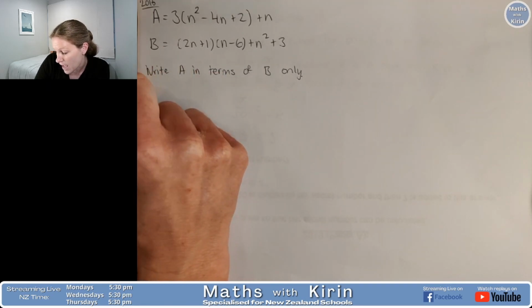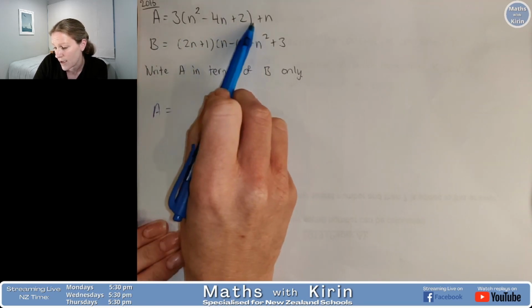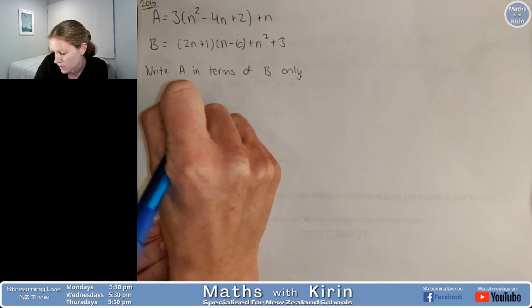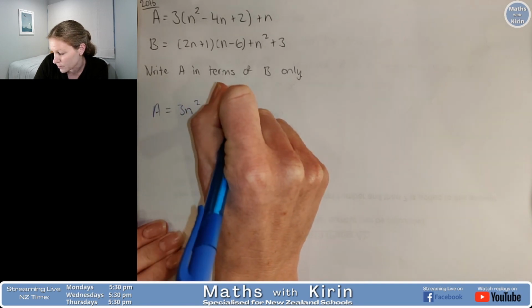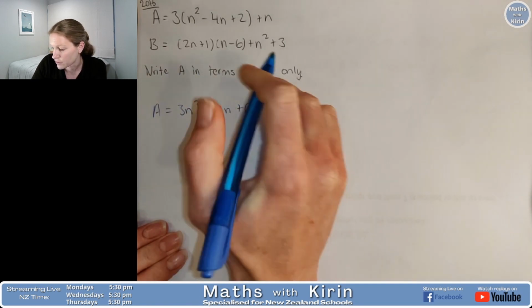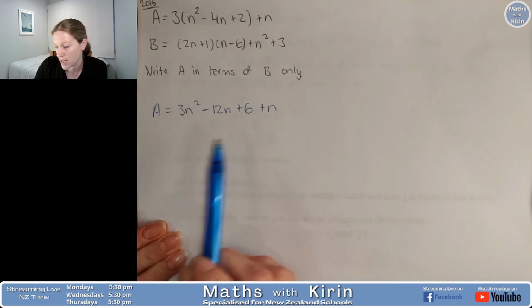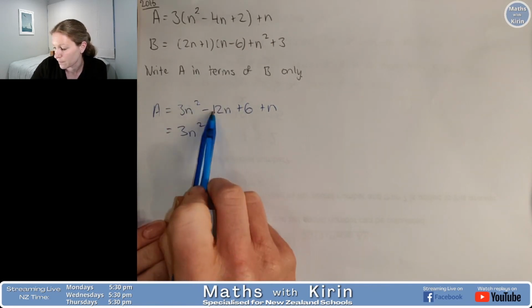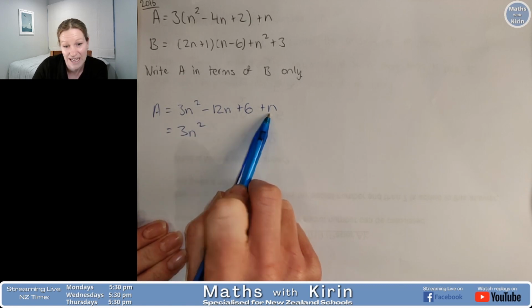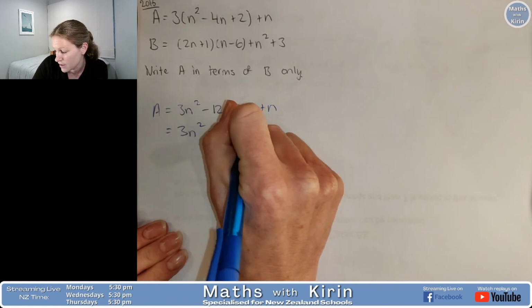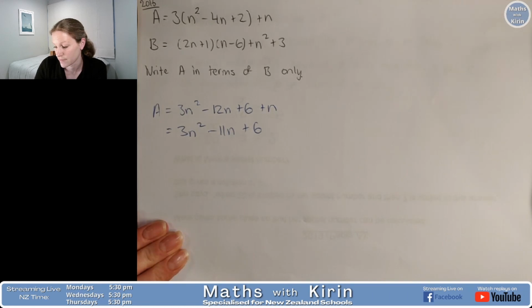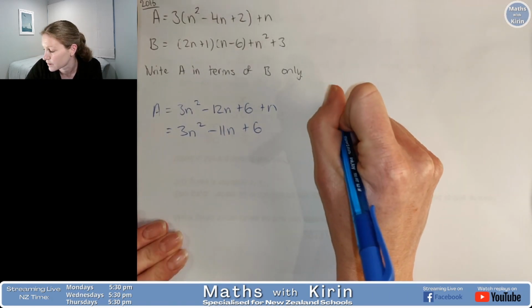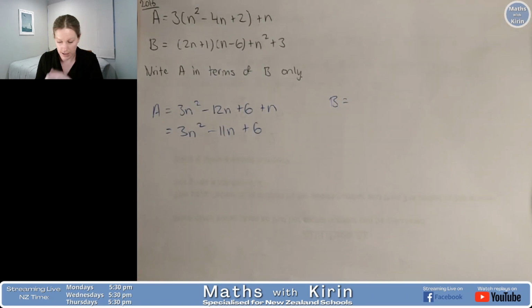So if we start with a, expanding out this, we get 3n squared minus 12n plus 6. And we've still got our plus n from the end here. And if we just tidy this up, we've got 3n squared minus 12n plus n gives us minus 11n. And we've still got our plus 6. So that's our a.